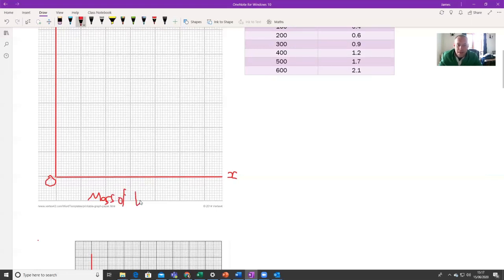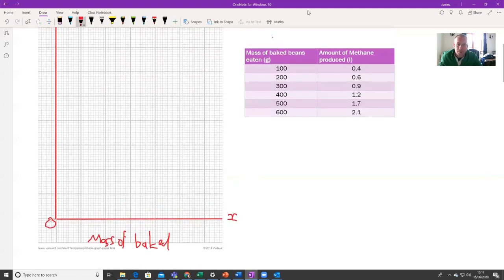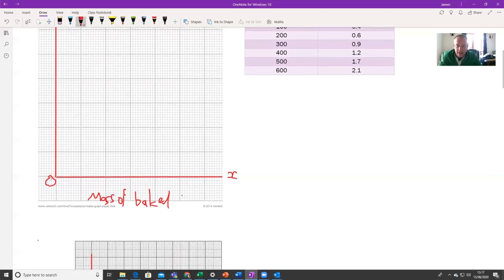Now, in the exam, there's quite often a question where it says label the x-axis. And what some people do is they just put a little x on the axis, and that's not what they're asking for. When they say label the x-axis, they're saying which of these two data headings do you want to put at the bottom of that x-axis.